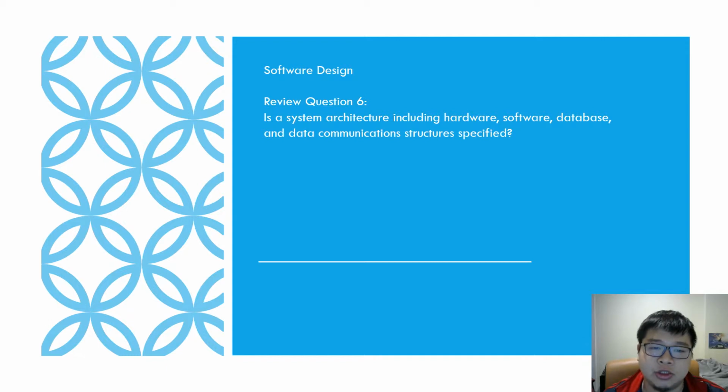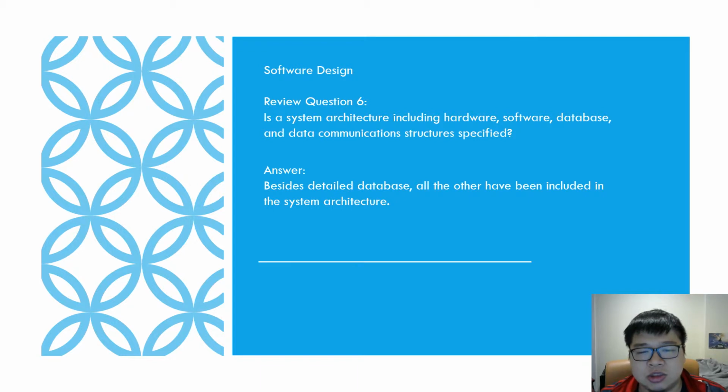The next question is, is a system architecture including hardware, software, database, and data communication structure specified? The answer is, besides the detailed database, all the others have been included in the system architecture. The reason is we haven't created a detailed database now. We just mention some values of each data.